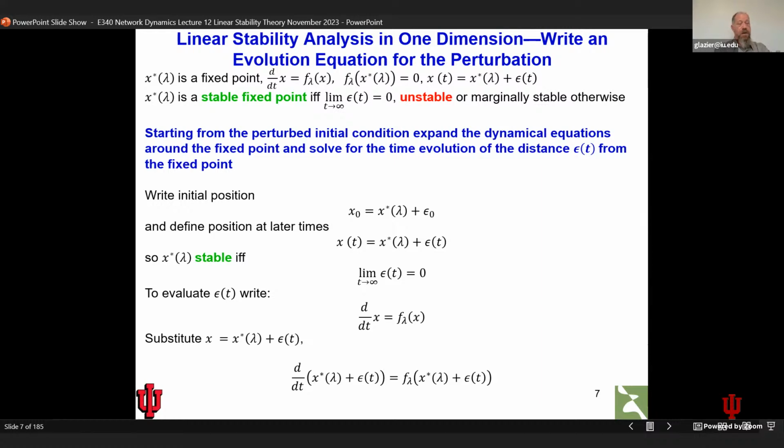So we're now going to start with an initial value of x, which is x star, a fixed point, plus epsilon 0. And we want to find out what x of t is. And that's going to be written as x star, which doesn't change in time, plus epsilon, our perturbation, which does change in time. And if epsilon goes to 0 as time increases, that is, we come back where we started, then we're stable. So the way we're going to do this is we're just going to take our dynamical equation. We only have one of them. dx by dt is f of x. And we'll plug in x star plus epsilon.